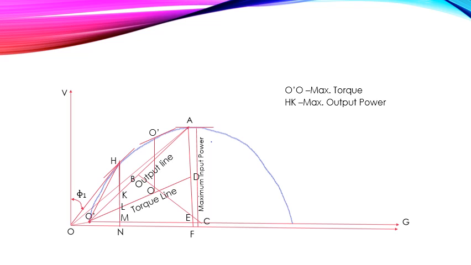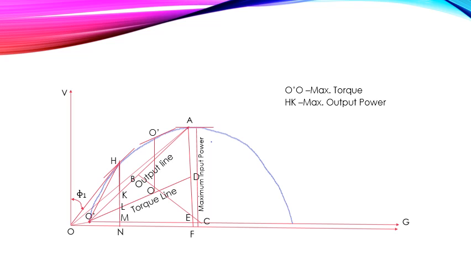Now to estimate the maximum torque, draw a line parallel to the torque line, then that will be tangent to the semicircle, and then O dash O will indicate the maximum torque, right?